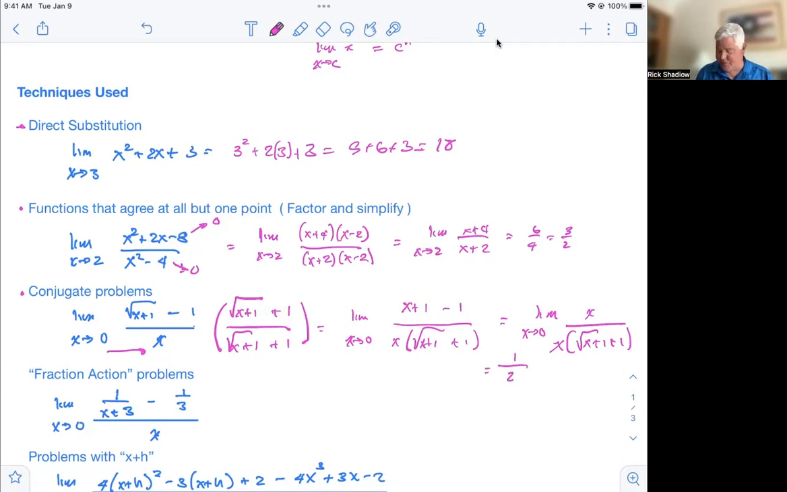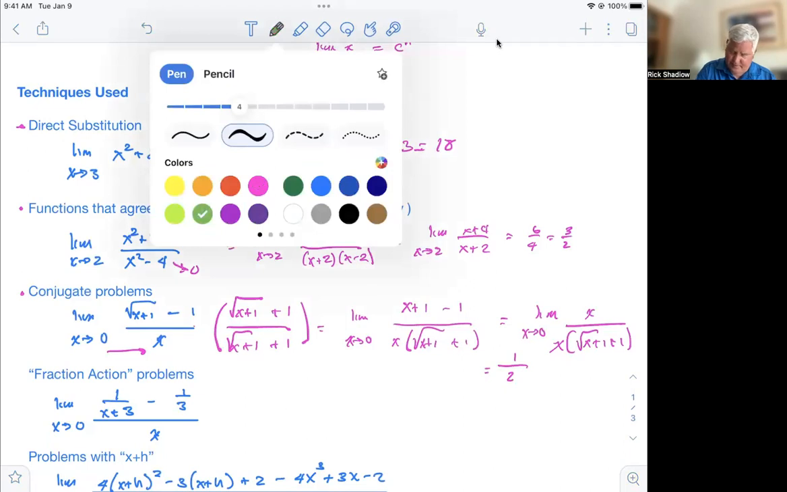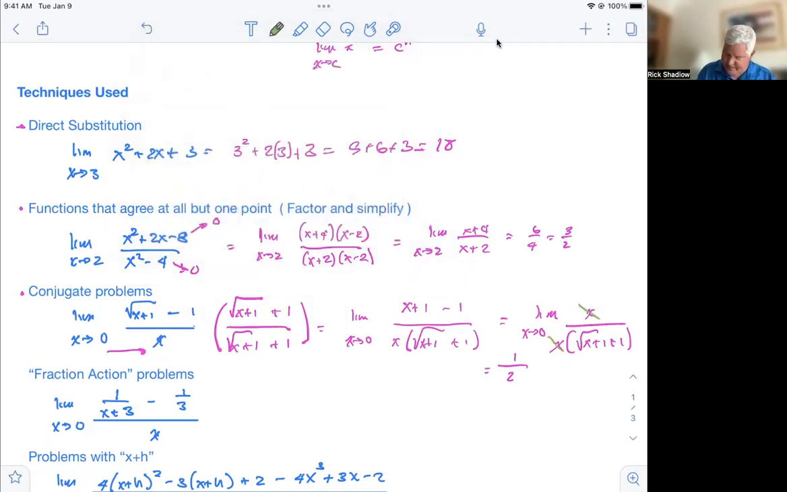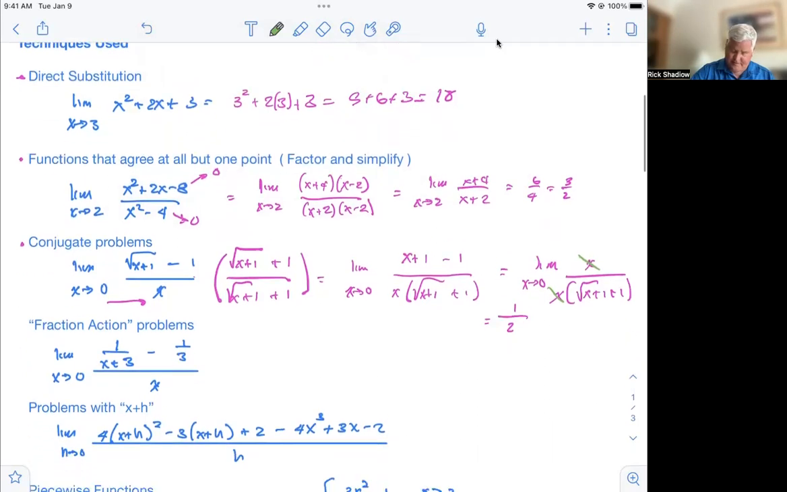So again, direct substitution from here. After I realize, of course, that I've simplified the x's, putting in 0, the square root of 1 is 1, plus 1, 2 in the denominator. The 1 came from the simplifying process with the x's.